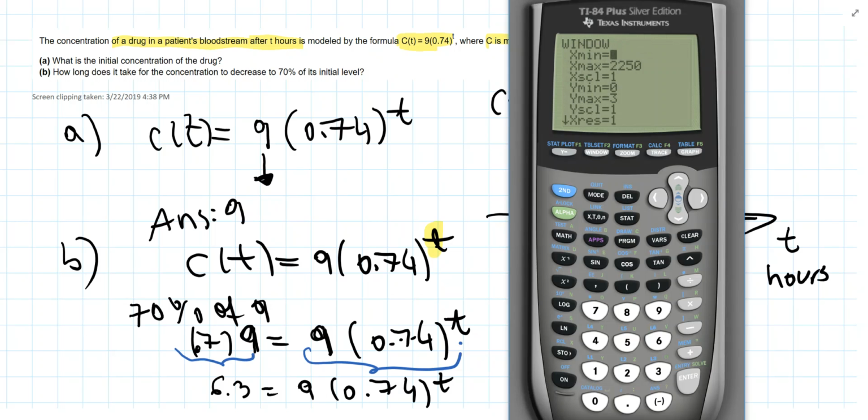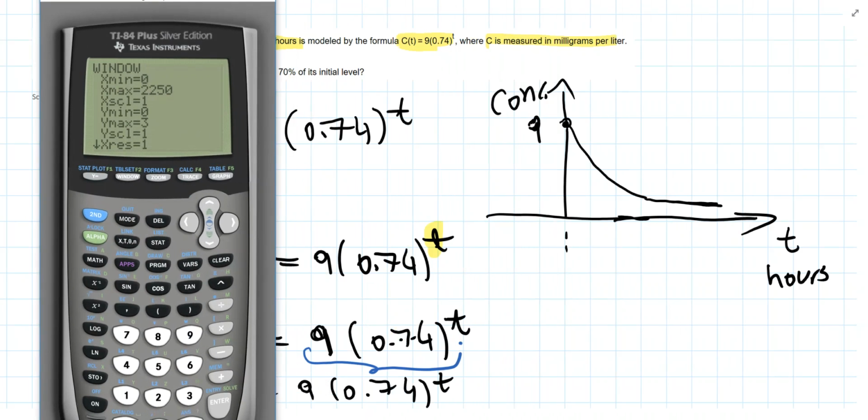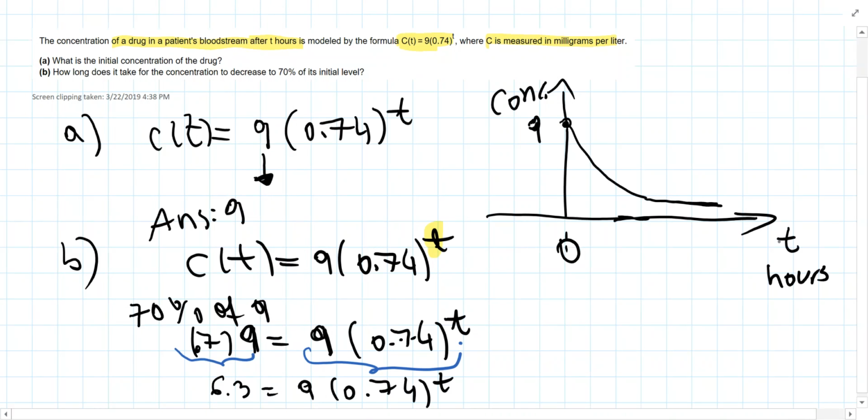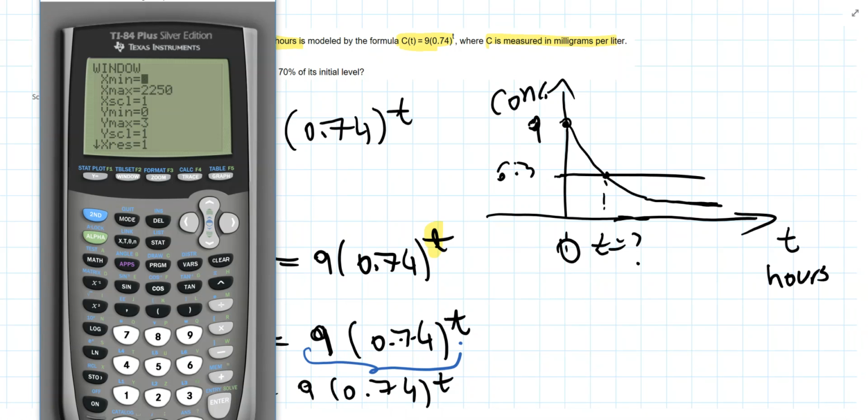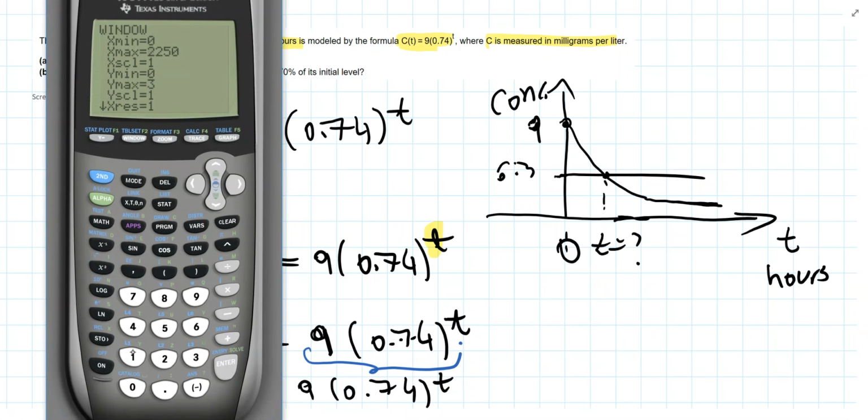So let's see. We need to change the window. So remember, x is measured in hours, starts at 0, and it goes for some hours, and I'm interested to see after how many hours the concentration is down to 6.3. So for x, I kind of need to guess. So let's look at 10 hours. So x goes from 0 hours to 10 hours, and the y starts at 9, so I have to go at least up to 9. So let's go up to 10.